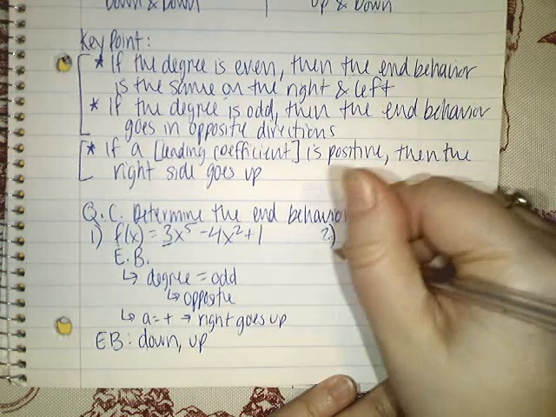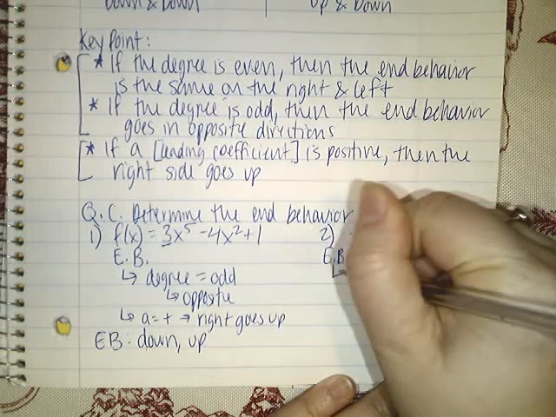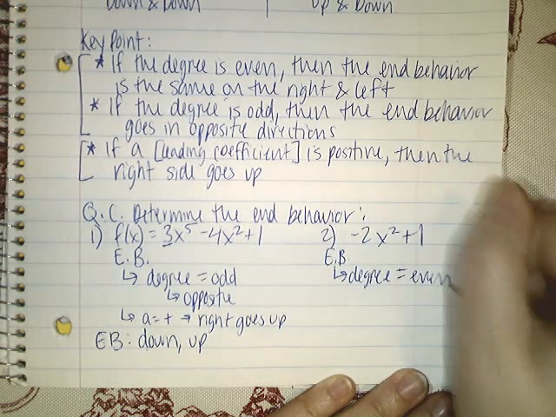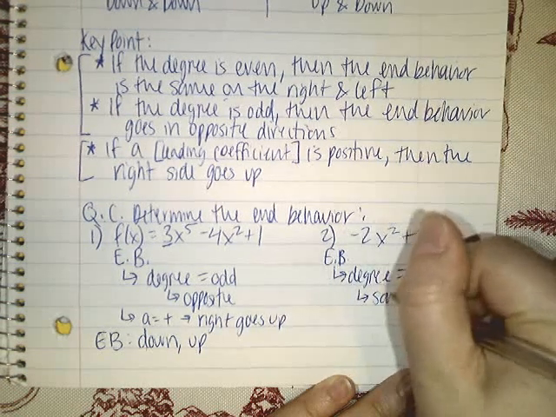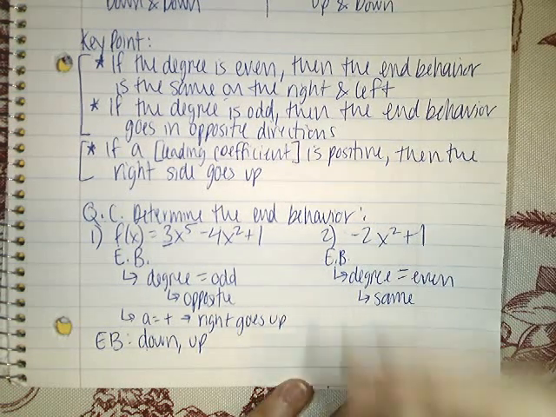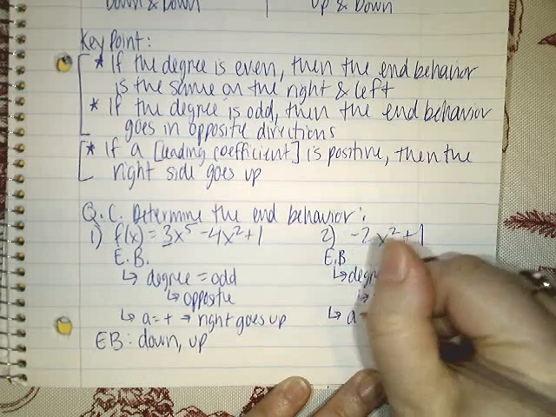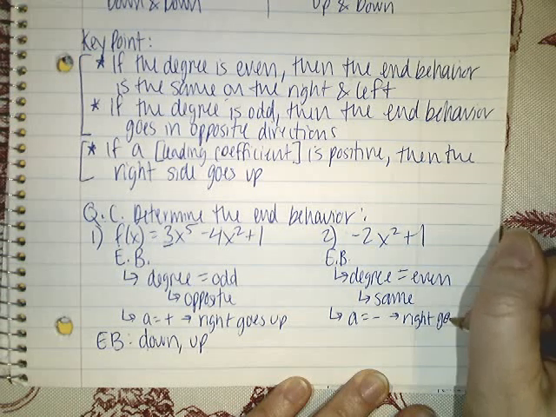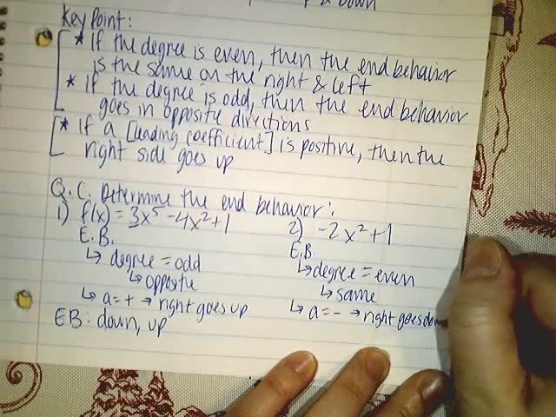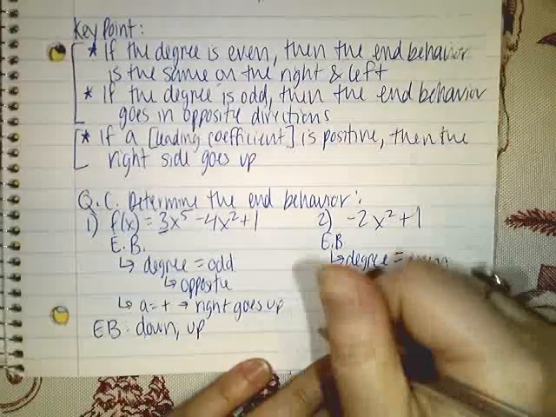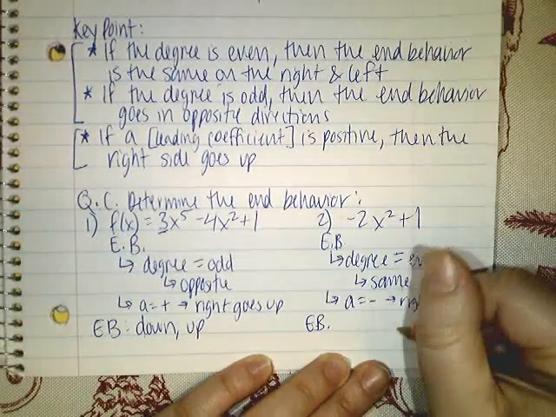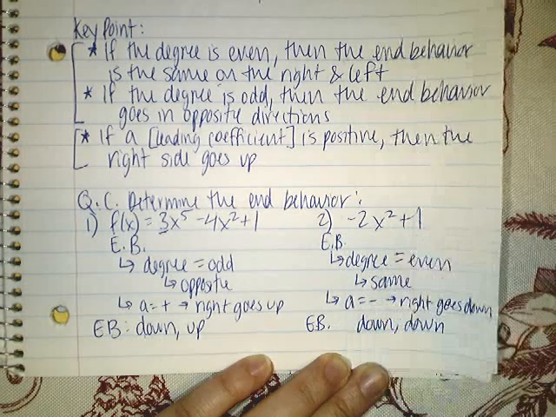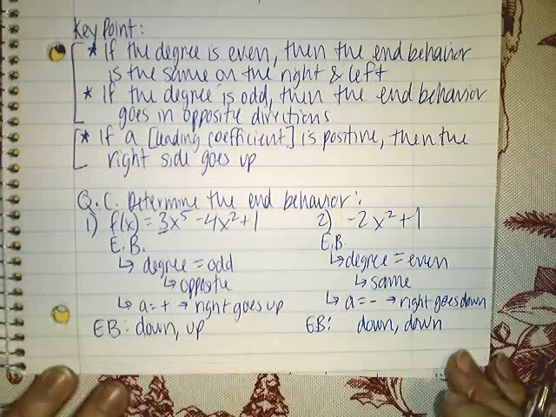So now I'm going to do this one. Again, end behavior, the degree is even. So that means it's the same on both sides. My A value this time is negative, which means the right side goes down. So the right side of the graph is going to go down. It's going to be the same on the left, so the other side must be down as well. My end behavior is down, down.